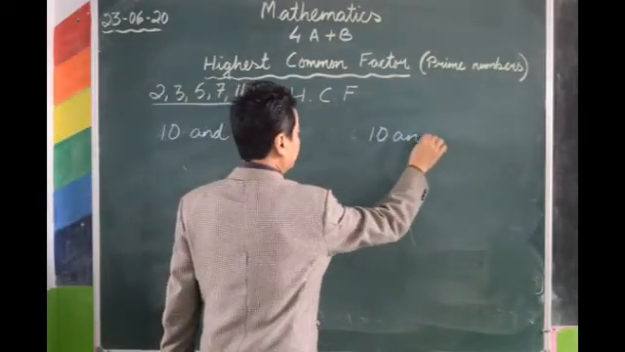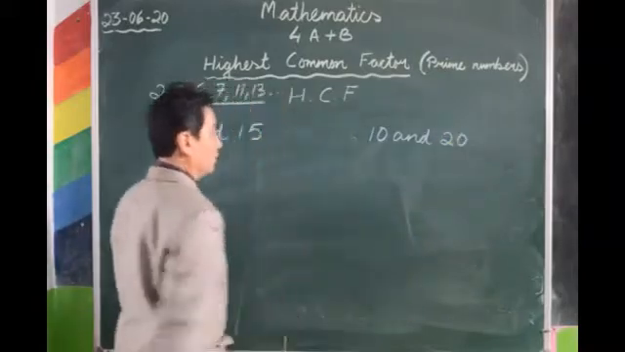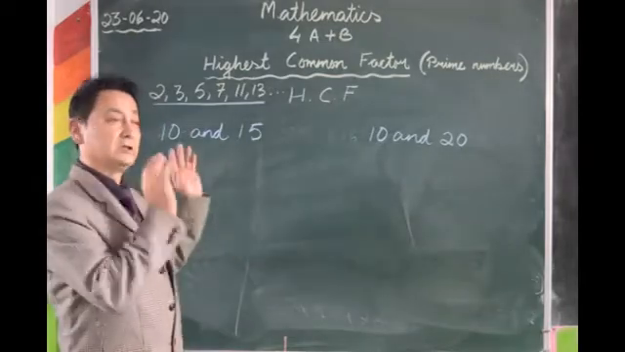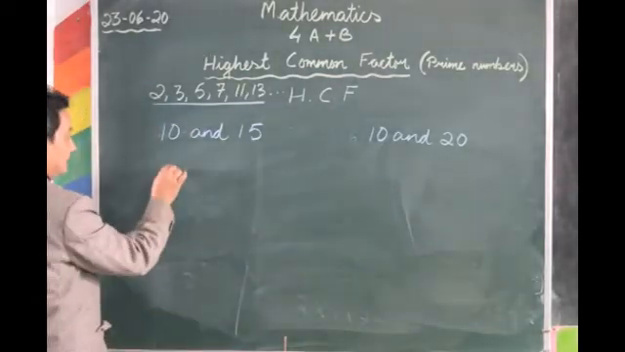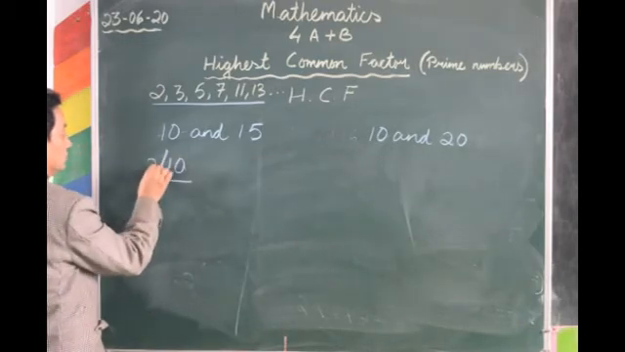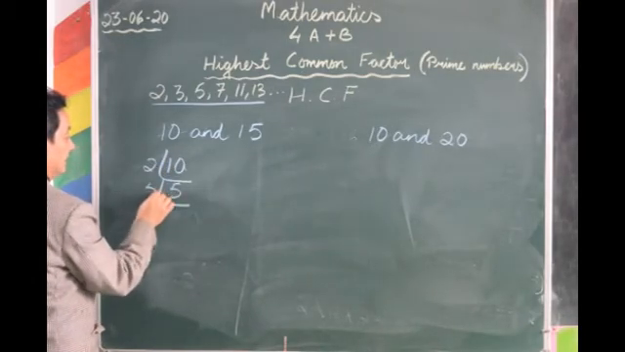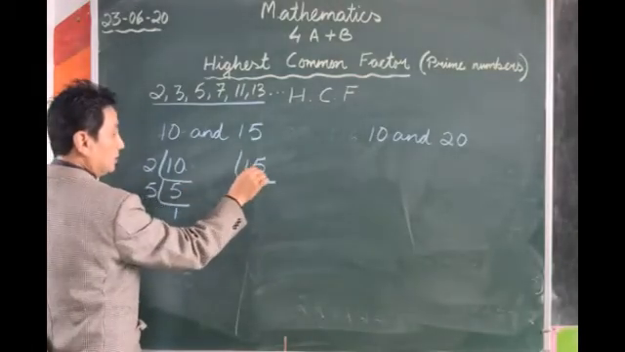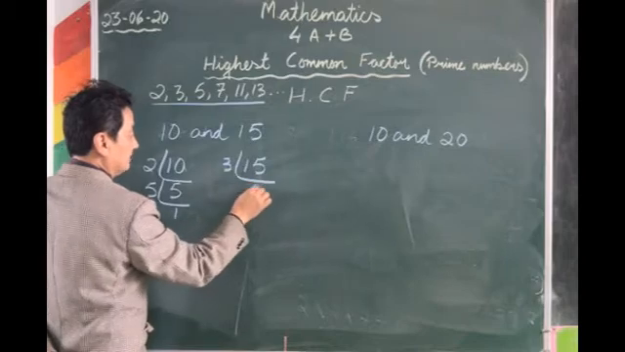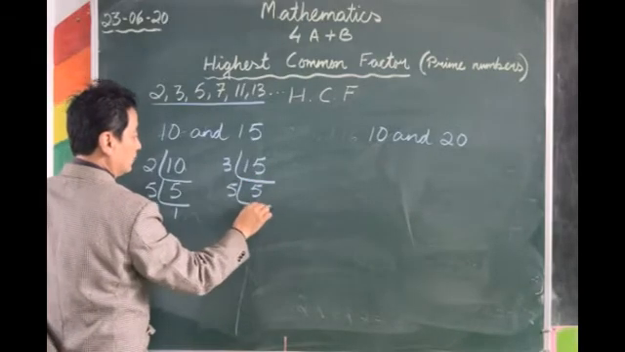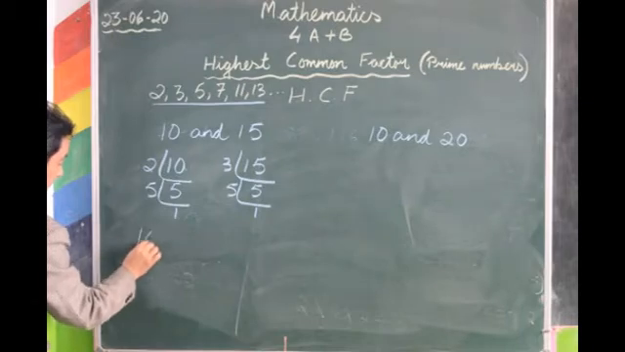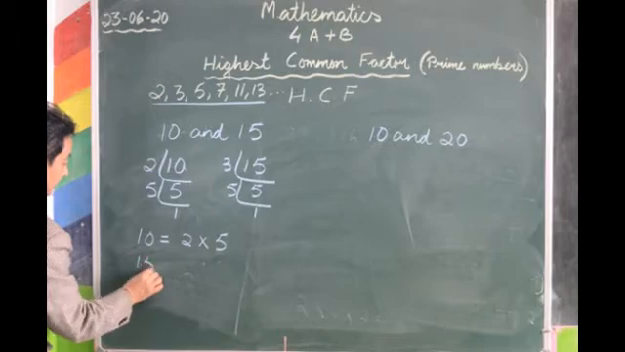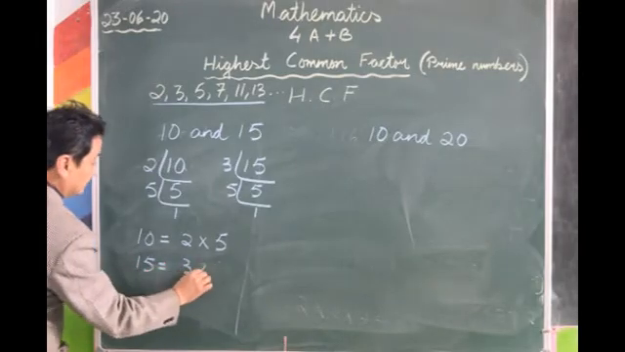10 and 20. Now, these are questions copied from your self-assessment test. First, do it in your exercise book like this. Find the prime factors of 10. 2 5s are 10, 5 1s are 5. Find the prime factors of 15. 2 will go? No. 3 5s are 15, 5 1s are 5. So 10 equals 2 into 5. 15 equals 3 into 5.